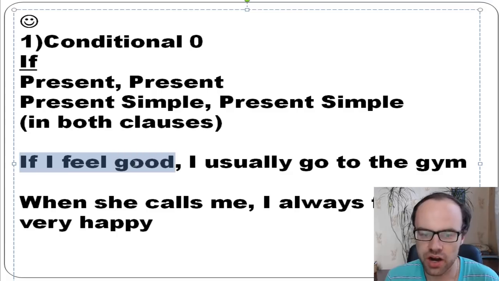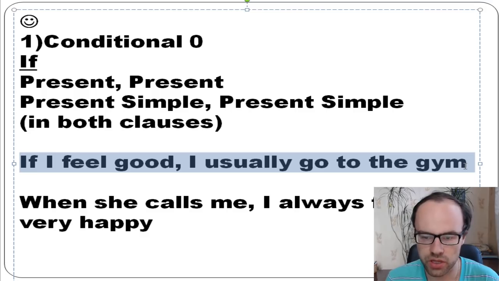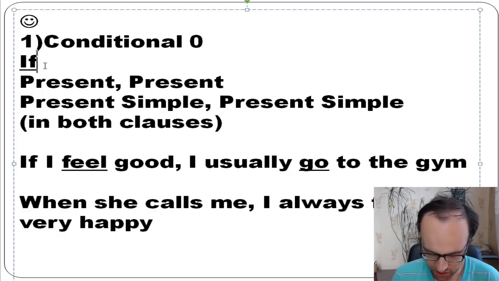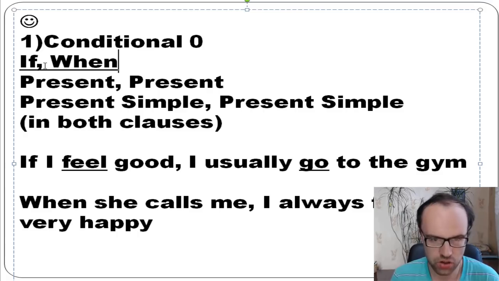Look, if I feel good, I usually go to the gym. So it's about the present. It happens regularly. Yeah, it's true. You see present simple, feel good, in the first part of the sentence. And you also see present simple in the second part of the sentence, go to the gym. So it's easy, and it's about sentences with if or when.